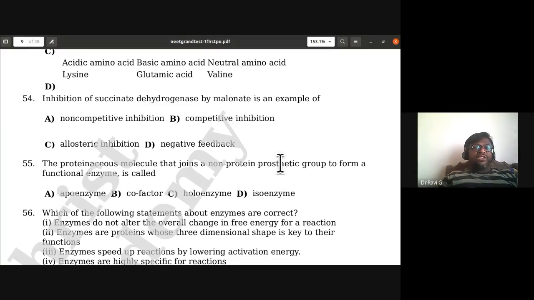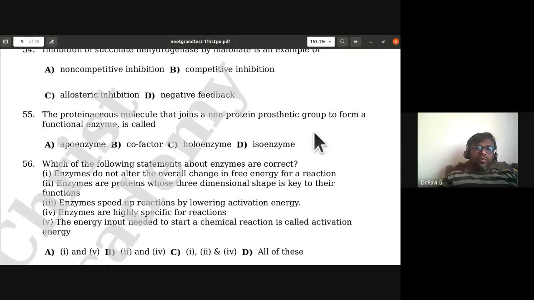So the proteinaceous molecule that joins a non-protein prosthetic group to form a functional enzyme is called. See, the proteinaceous molecule which joins a non-protein prosthetic group to form a functional enzyme is called apoenzyme. The answer is A, apoenzyme.